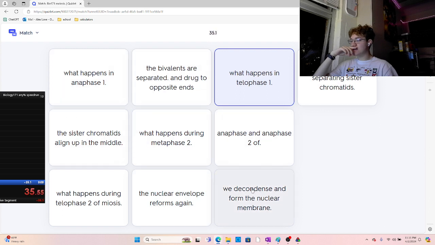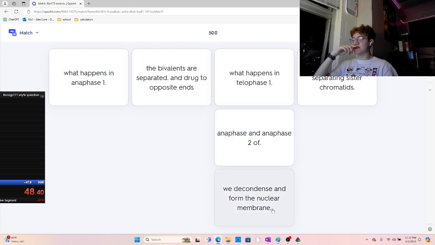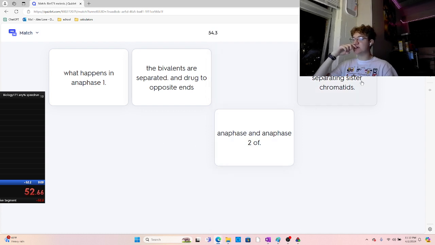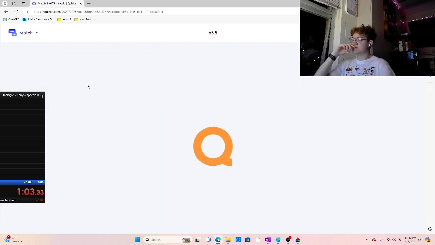Shoot, I can't find it. Okay, because that's telophase 2. The sister chromatids line up in the middle. That is anaphase 2. No, metaphase 2, I mean, because middle is metaphase. We decondense and form the nuclear membrane. That is what happens in telophase 1. What phases are we separating sister chromatids? Anaphase and anaphase 2. The bivalents are separated. That is what happens in anaphase 2.